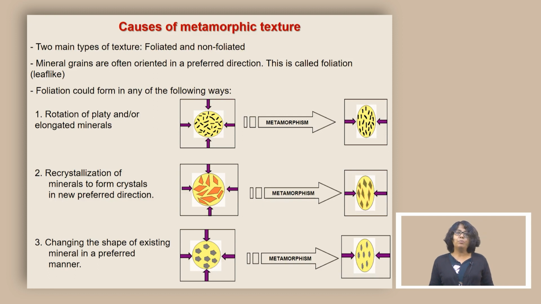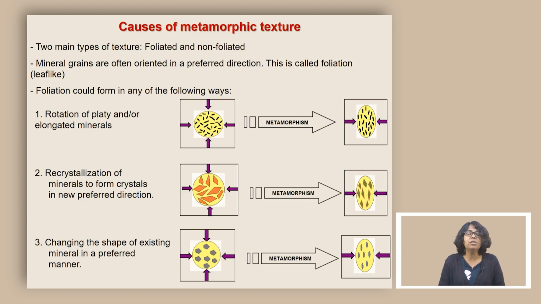So, now let us put together all of these things and try to understand how all of these agents are going to contribute to form different metamorphic textures. There are two major types of metamorphic textures. One is foliated and the other one is non-foliated.